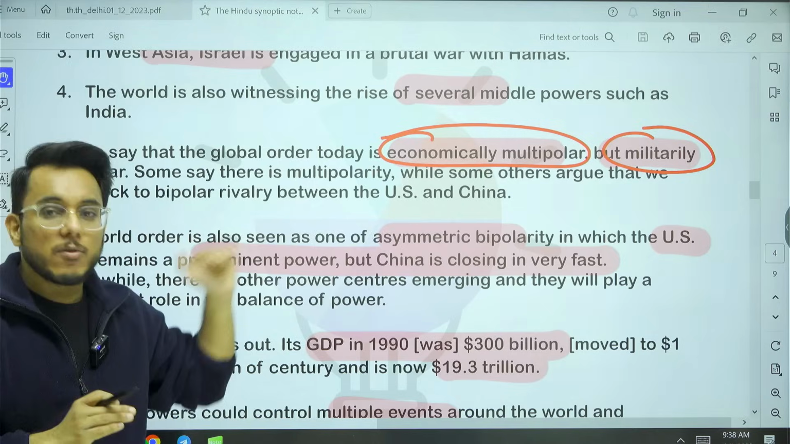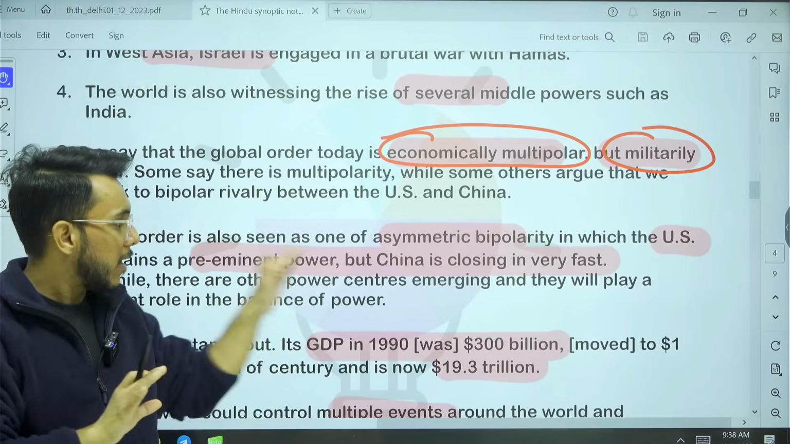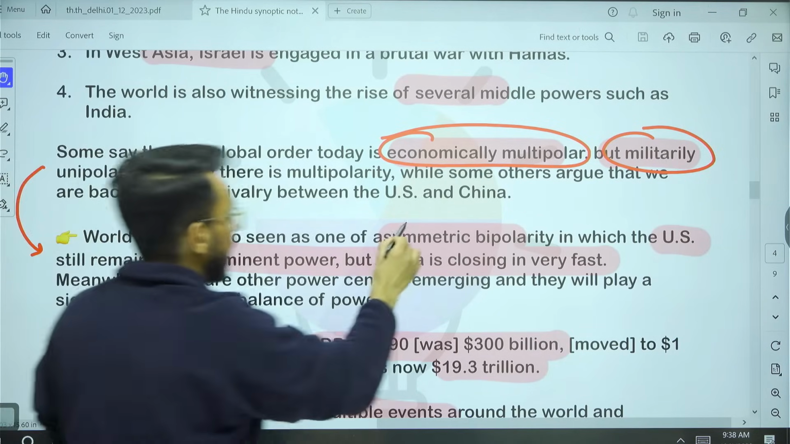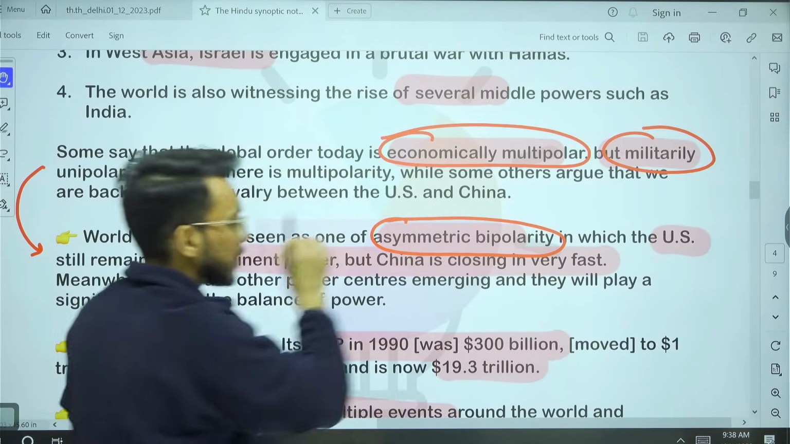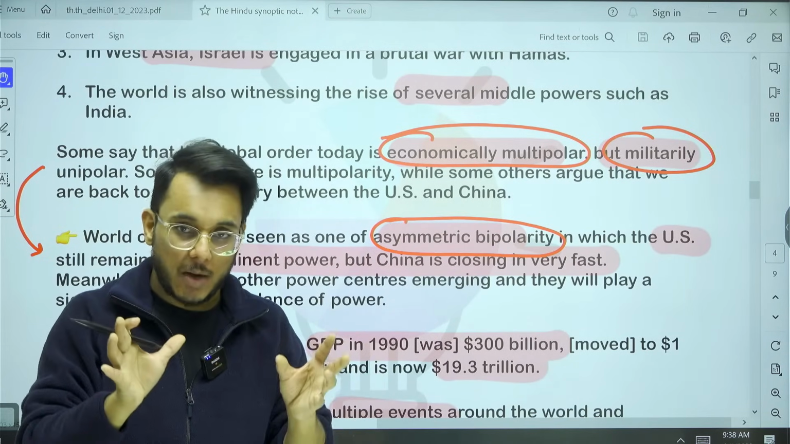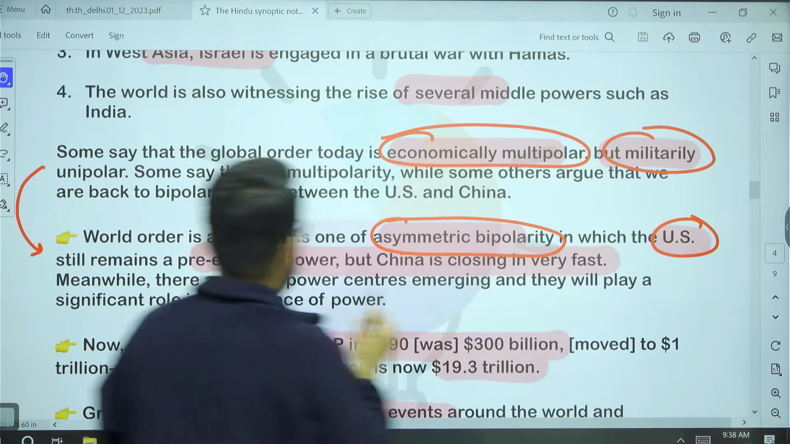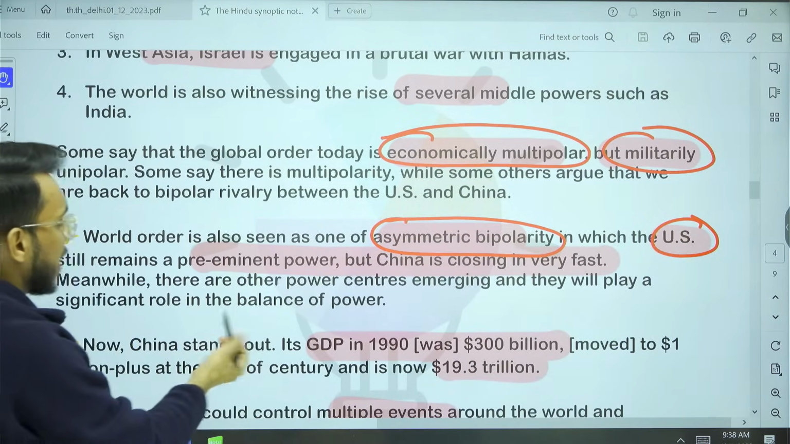At the same time, guys, one viewpoint that emerges. These are multiple viewpoints; you can use them directly in your answer. One viewpoint is that there is asymmetric bipolarity. Bipolarity means there are two powerhouses, two centers of power. On one hand, we have the USA. On the other hand, we have China.